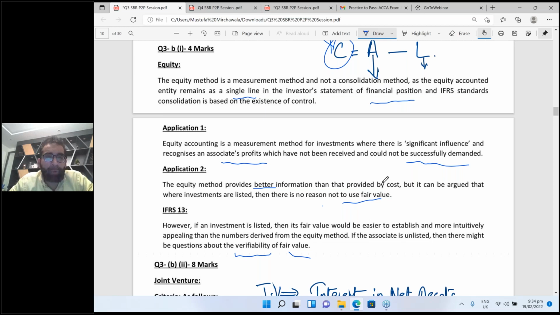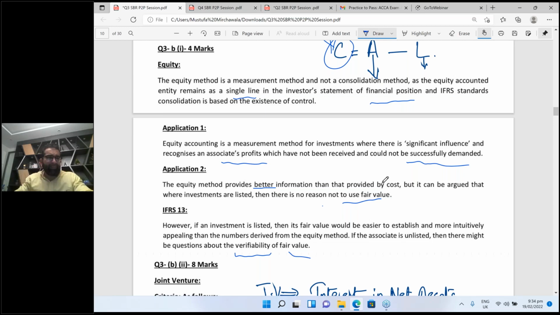Okay, now I want to give you one more aspect of equity accounting. It is not asked in this question, but yes, 10 to 12 years back it came in your FR paper: the criticism of equity accounting. What is bad in equity accounting? Listen, in equity accounting, look here.